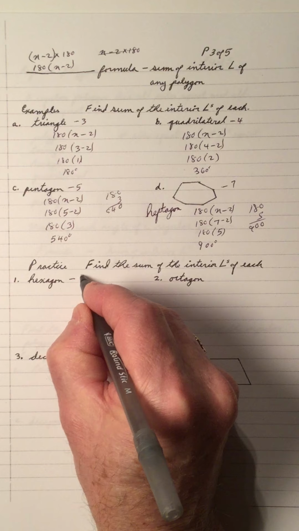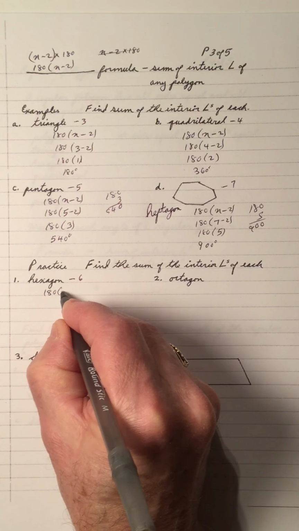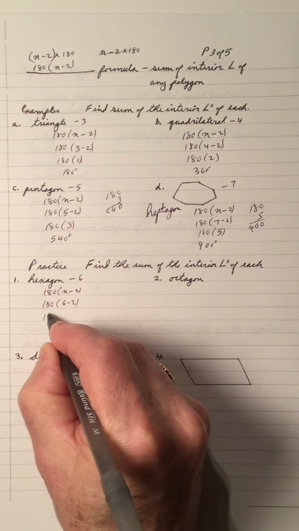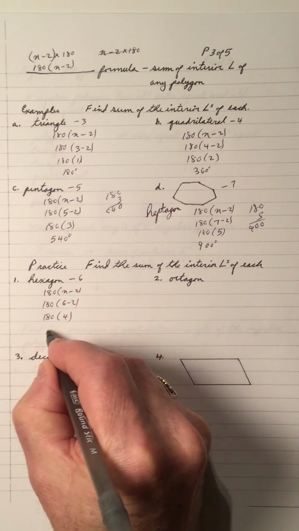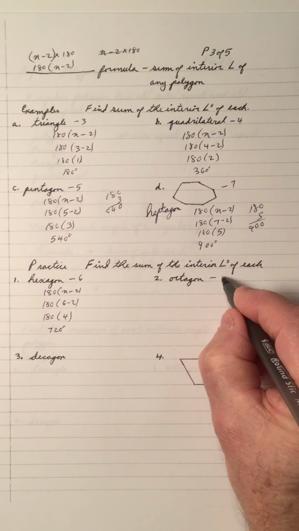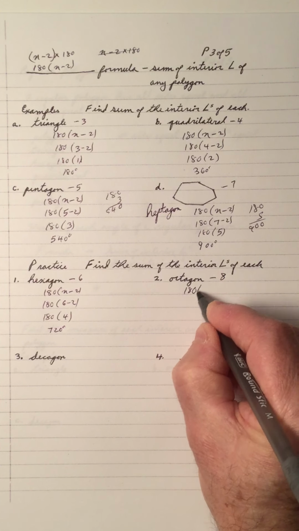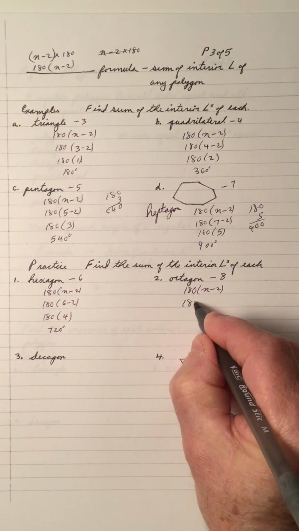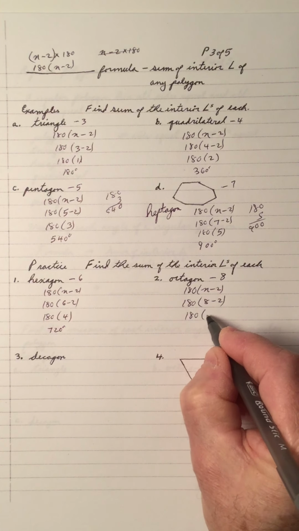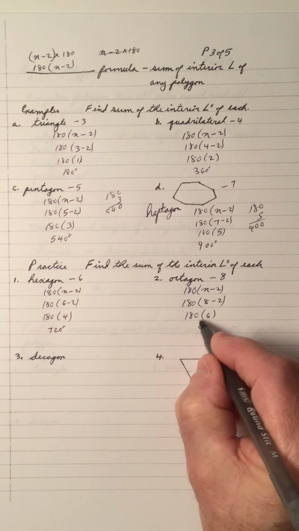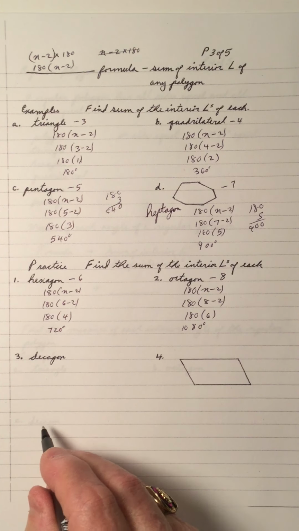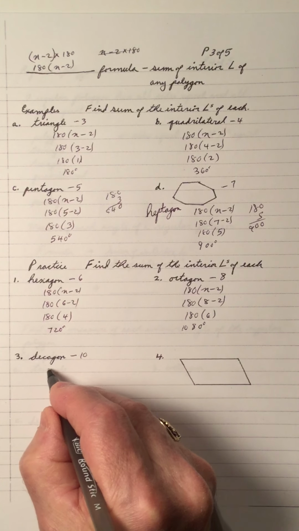A hexagon has 6 sides. 180 times n minus 2, 180 times 6 minus 2, 180 times 4. So that's 720. An octagon has 8 sides. 180 times n minus 2, 180 times 8 minus 2, 180 times 6, that's 1080. And we have a decagon, which is 10 sides.